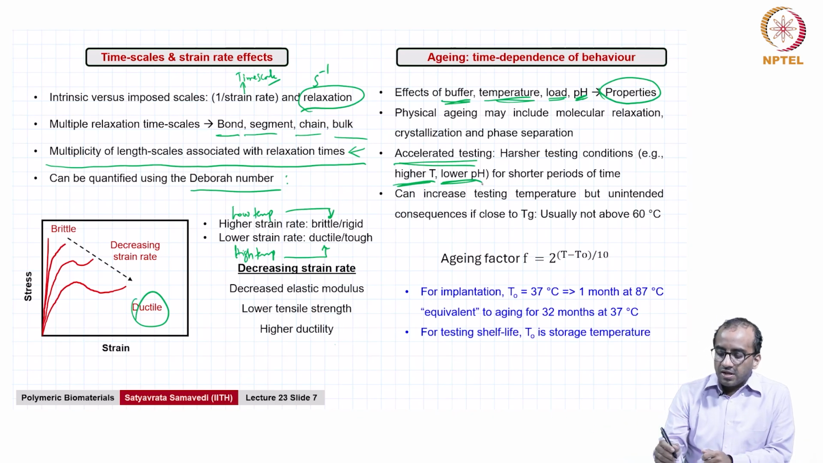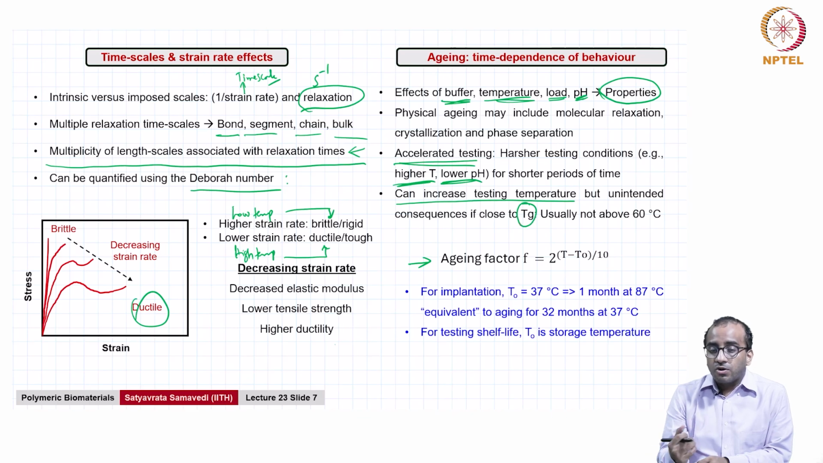What that means is you can now have an increased temperature, but for a short period of time, but then again you have to keep in mind, if you are close to Tg, it can have unintended consequences. So, just because you wanted to accelerate testing and you want to increase the testing temperature does not mean you stop paying attention to what the Tg is, because if you go beyond Tg at those high temperatures, you can start getting other kinds of effects that you may not have. Of course, typically you do not generally operate, at least for these kinds of materials, above 60 degrees Celsius.